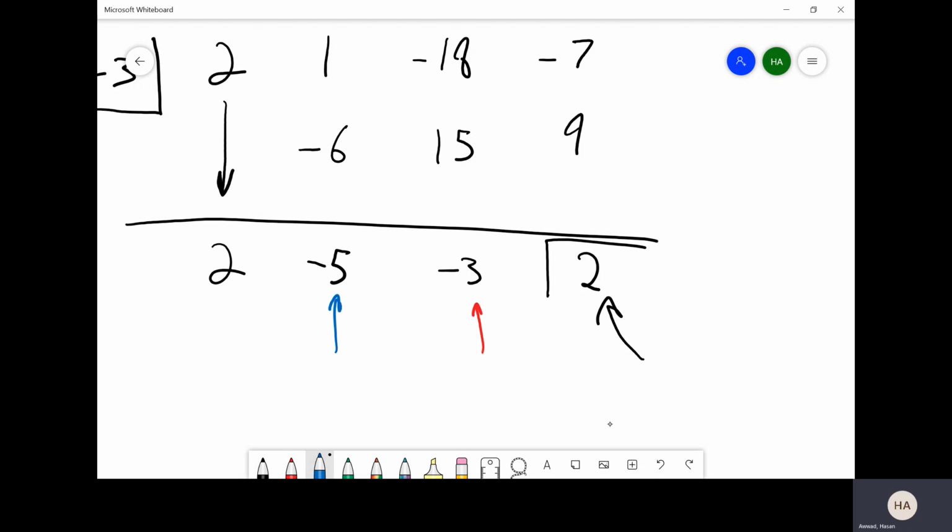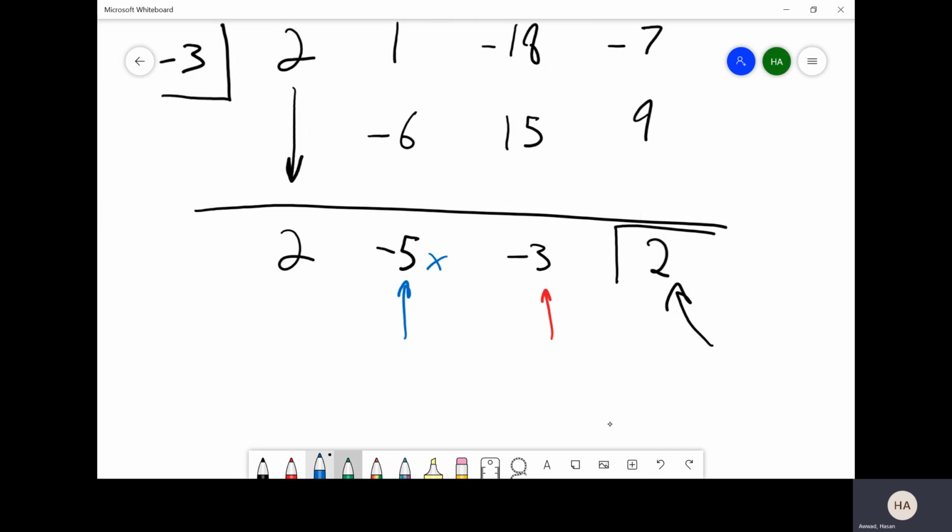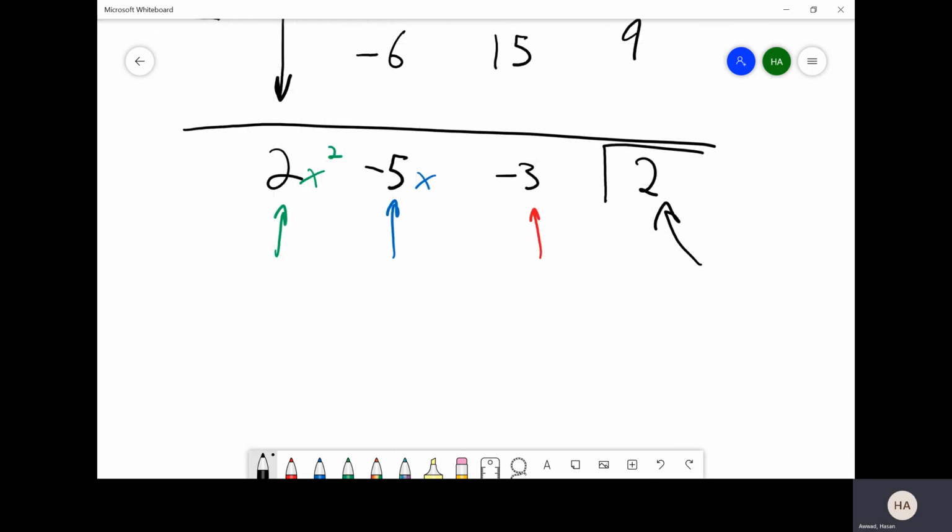In blue over here, if the one to the right is the constant, then this is going to be your x. So this is negative 5x. And then 2, this number right here, because again you're going up in powers, is going to be your x squared. So when you write this all out, your final answer is 2x squared minus 5x minus 3 plus 2 over x plus 3. And we have solved this division.